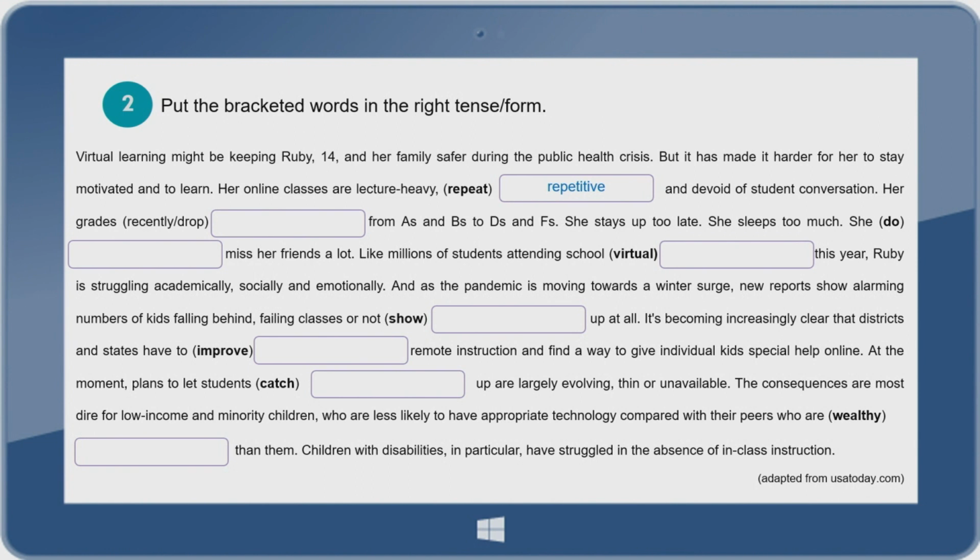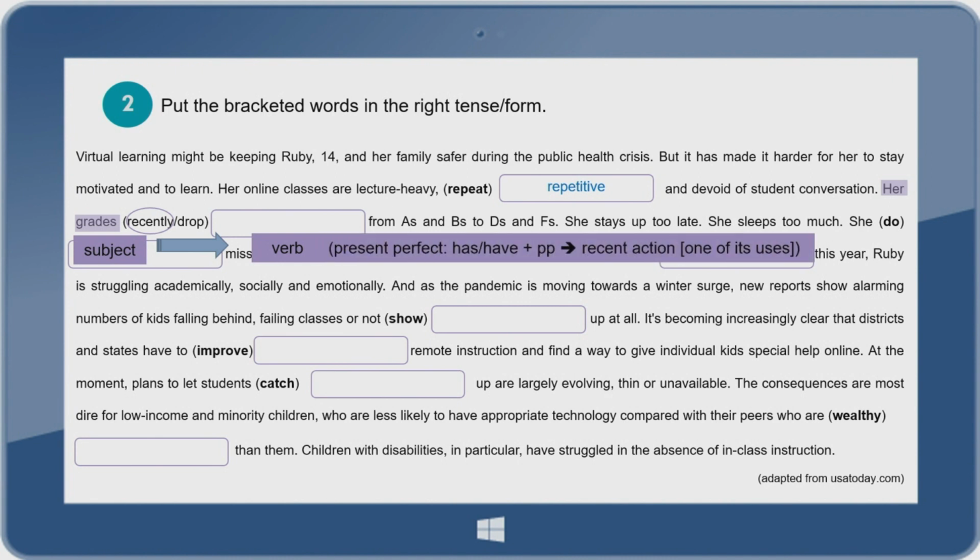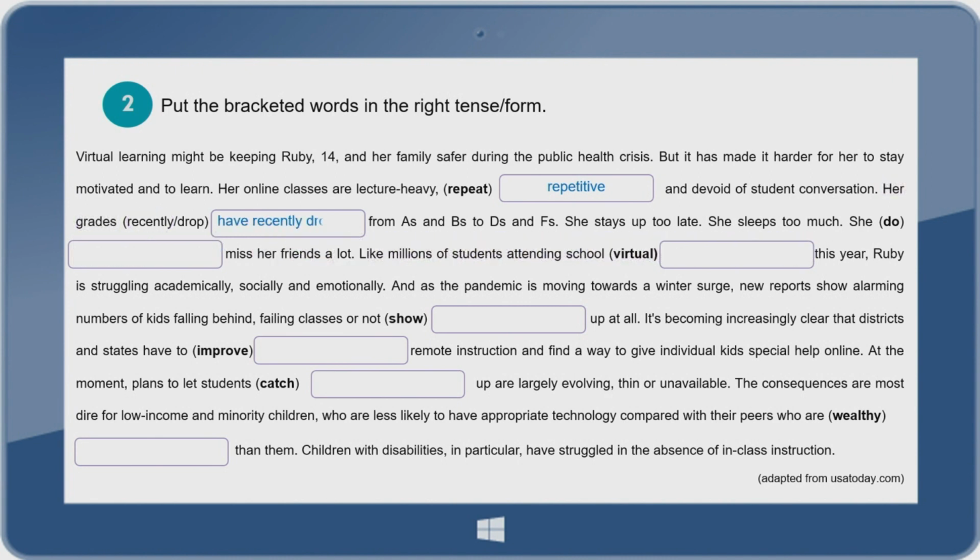Her grades, recently, and the verb drop. So the action is recent. For this, we need to use the present perfect tense, has, have, plus past participle, and this is one of its uses, by the way. The subject of the sentence is grades, so we are going to use have dropped from A's and B's to D's and F's.